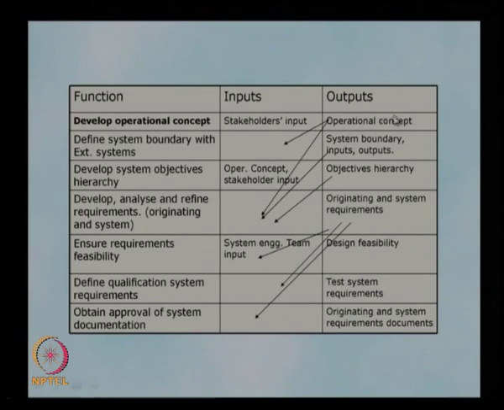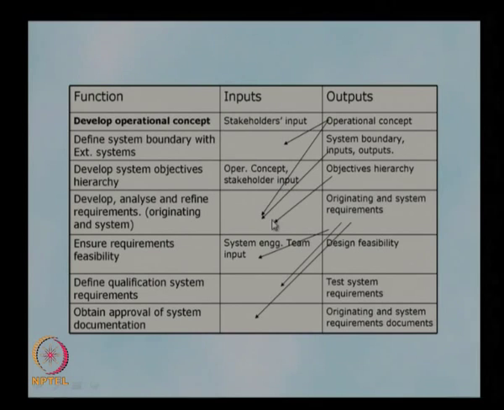Then we use the operational concept as well as the system boundary inputs and outputs, along with the stakeholders' input, to develop the system objectives hierarchy. Every system has some objectives to be met, defined by the customer, something like operational cost or operational efficiency. These need to be given a particular hierarchy, as we cannot give the same importance to all the objectives. Based on the operational concept and the stakeholder input, an objectives hierarchy will be developed, which will help us make trade-offs at a later stage in the design. So, the output from this stage is the objectives hierarchy.